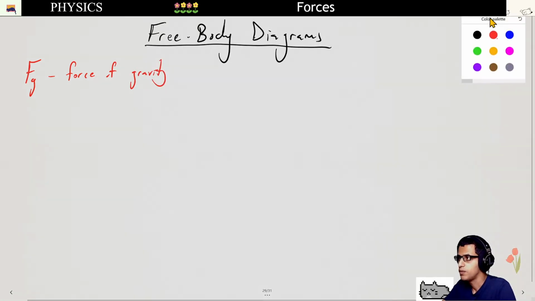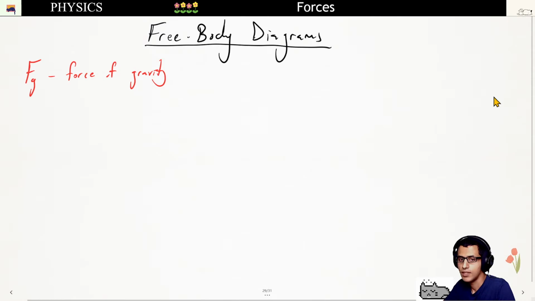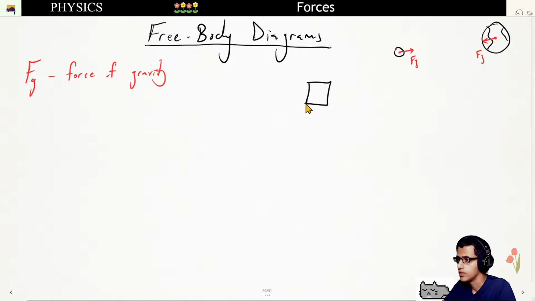An example of that would be if I had the Earth and the Moon. Well, there's a force of gravity holding these two things together. So I can draw a force here on the Earth towards the Moon and a force on the Moon towards the Earth. These are both forces of gravity. Another example could be a box just sitting on a surface. There is going to be a force of gravity pulling it towards the Earth, like this.